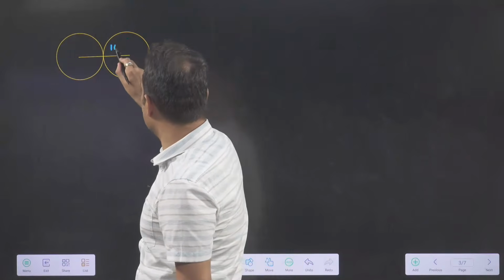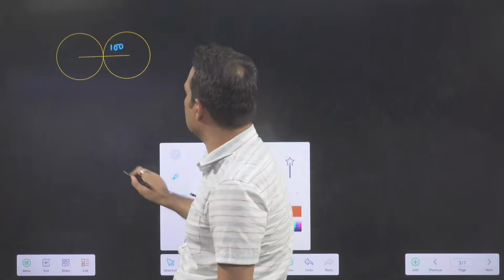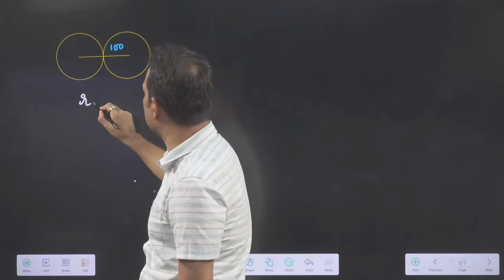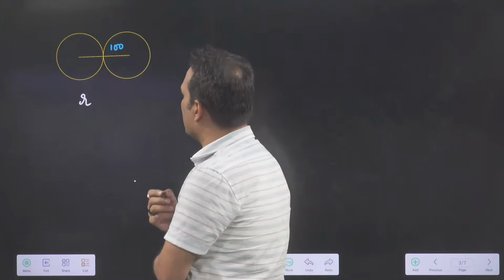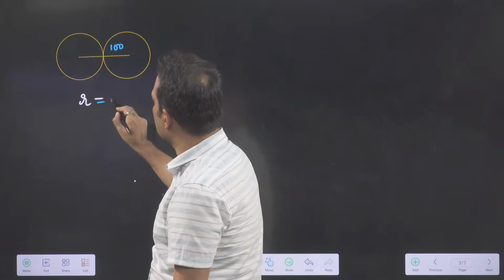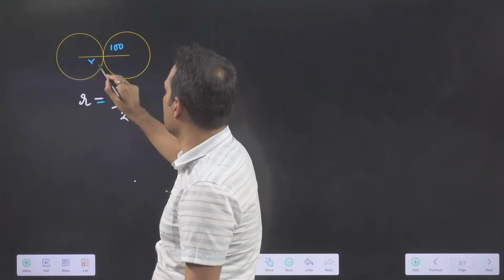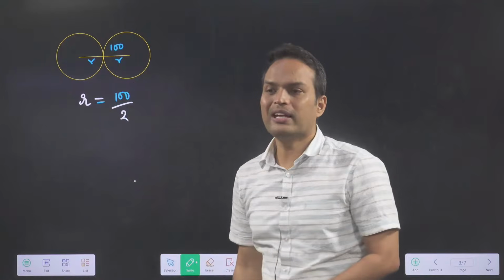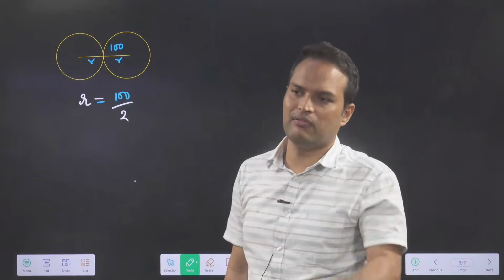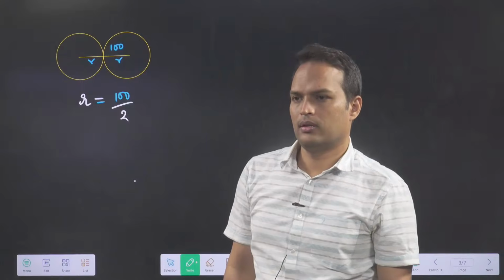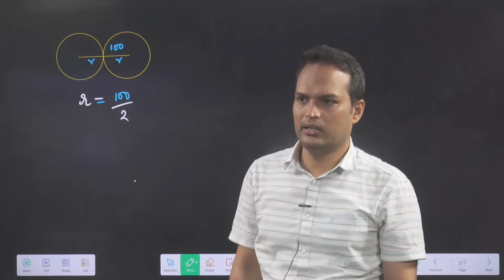Suppose this distance is 100. I can say the radius of one atom, both are the same. Suppose this is chlorine, or helium, something like this. So radius equals what? 100 by 2. This is R, this is R. So we take similar atoms, we calculate the bond length, and then we divide by 2. Like this we will find the radius.